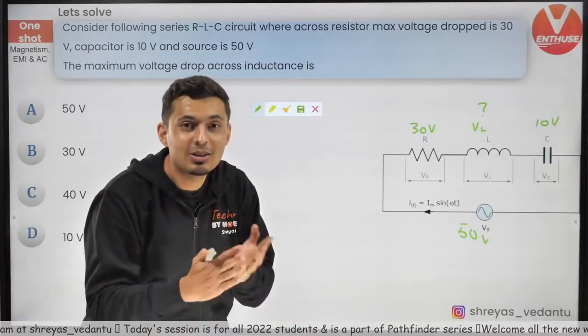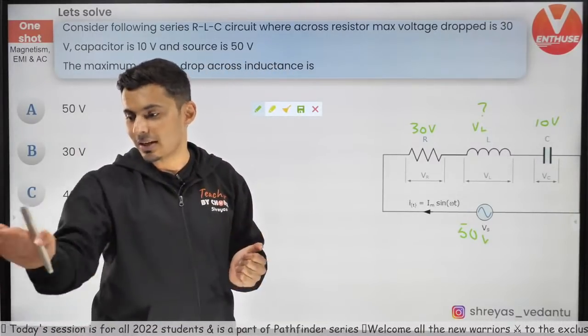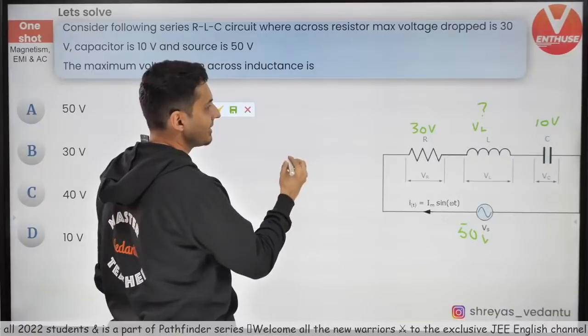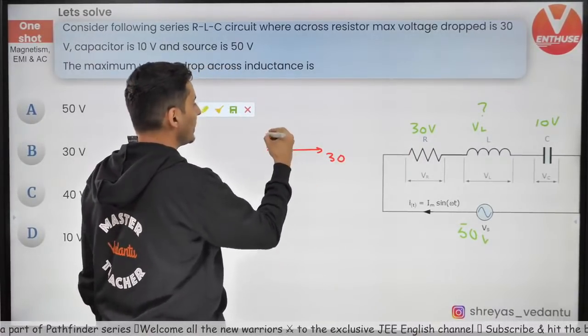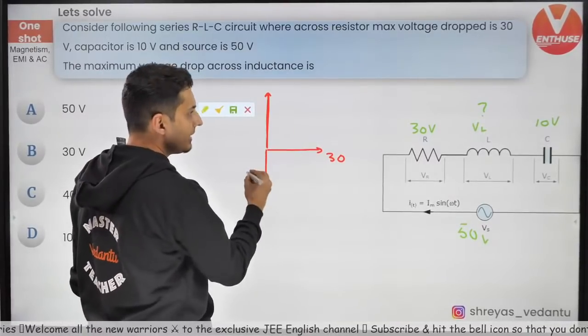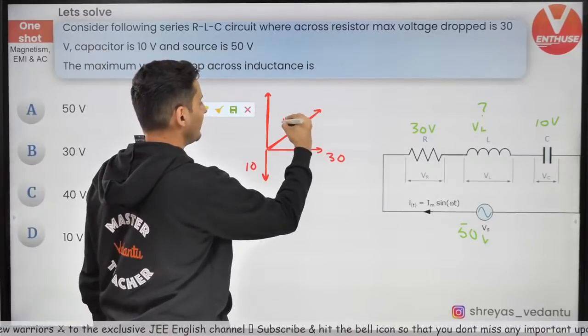No, that's wrong. You cannot add it scalar wise. It is vector. Be careful. It is not 10. That's why I told you. Be careful. It's vector. So voltage across the resistor is 30 volts. Voltage across the inductor, I don't know. Voltage across the capacitor is 10. And the total voltage is basically 50.